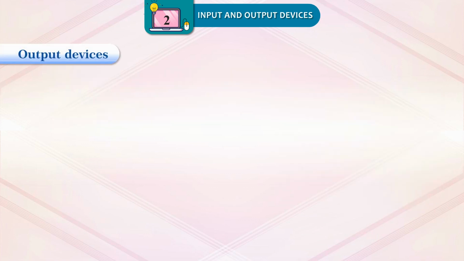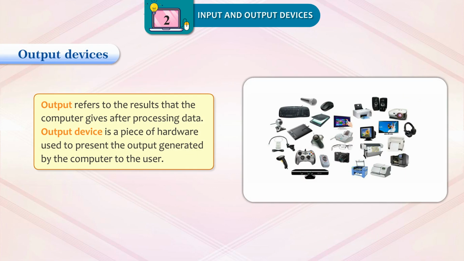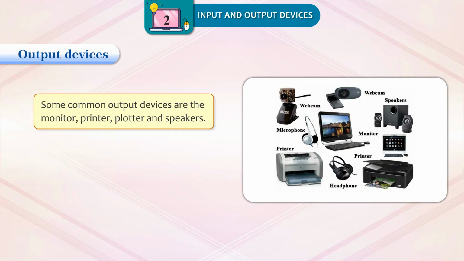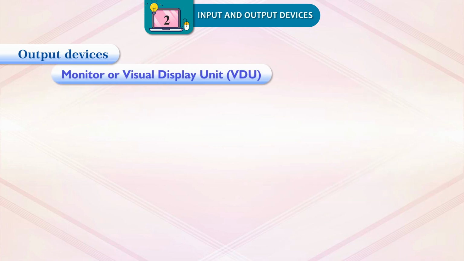Output devices. Output refers to the results that the computer gives after processing data. Output device is a piece of hardware used to present the output generated by the computer to the user. Some common output devices are the monitor, printer, plotter, and speakers.